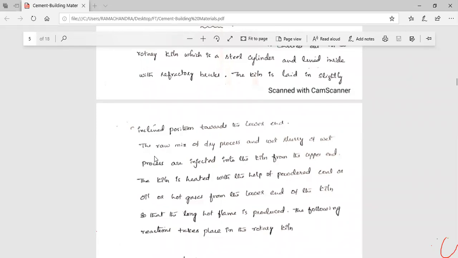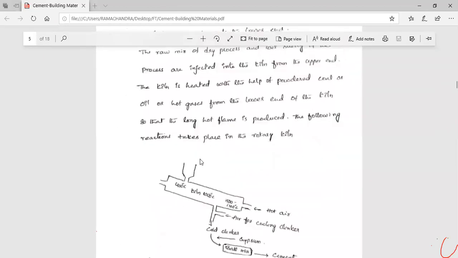The raw mixture of the dry powder process and the wet slurry of the wet process are injected into the kiln from the upper end. The kiln is heated with the help of powdered coal. Initially we require the coal or fuel oil, which is used for heating. In the second step, hot gases form at the lower end of the kiln, so that a long hot flame is produced. The following reactions take place in the rotary kiln.